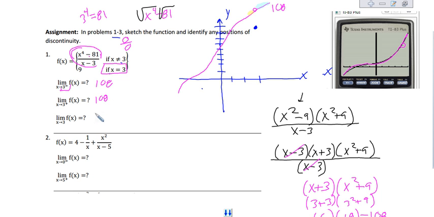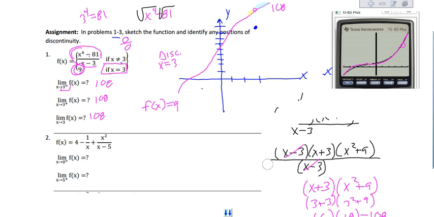So even though the function value in this piecewise function, f of x, is equal to 9 because of the rule right here, the limit is 108. And so where is it discontinuous? It's discontinuous at x equals 3. Okay, hopefully that'll help you a little bit. Let's see if we can do this next one here. Try to keep this video relatively short.